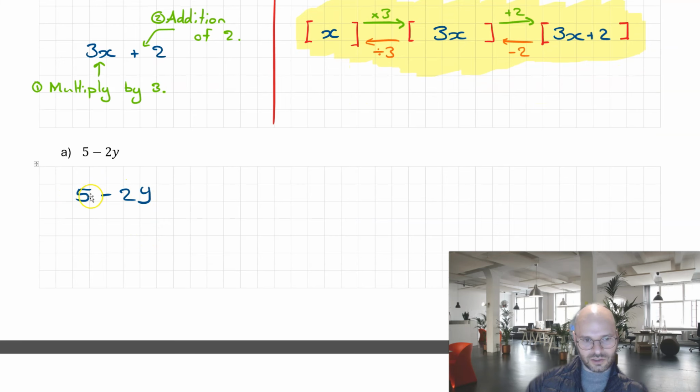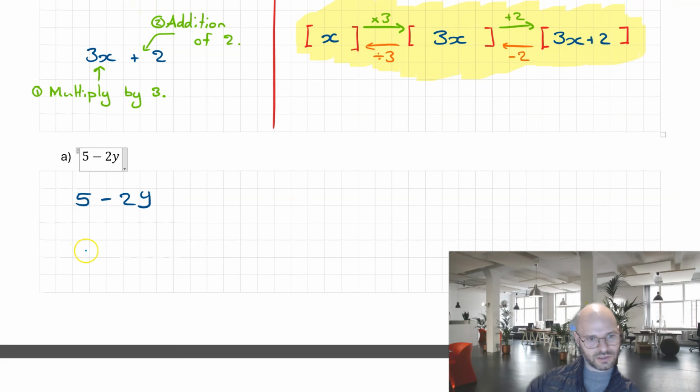This expression is not so easy to work with, so we're going to modify it. Rather than being 5 minus 2y, we're going to reverse the order.